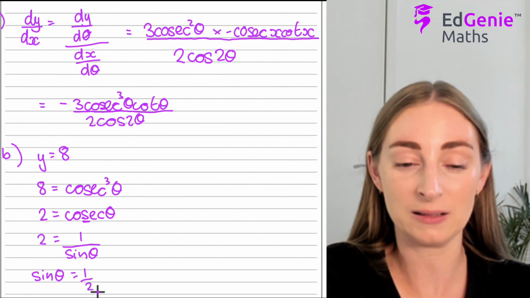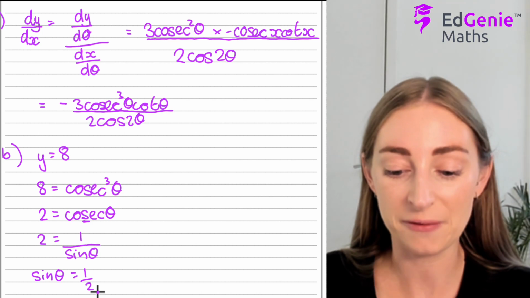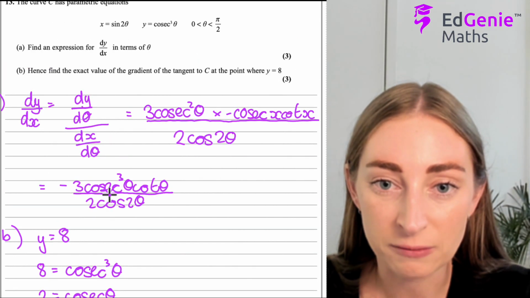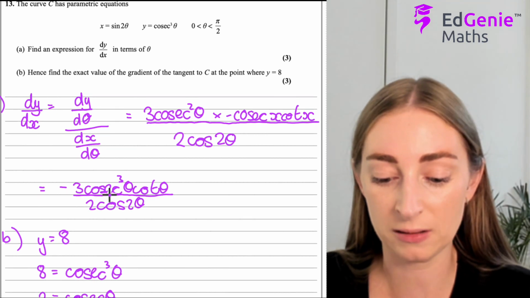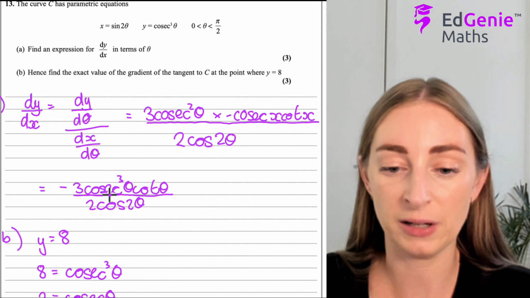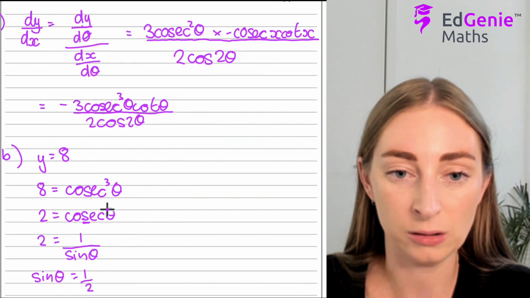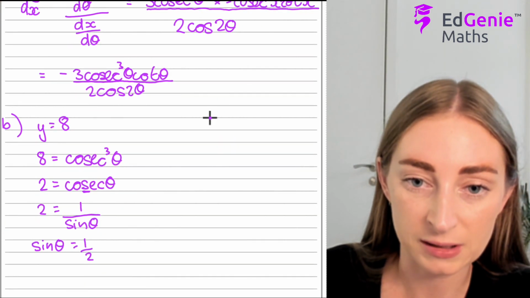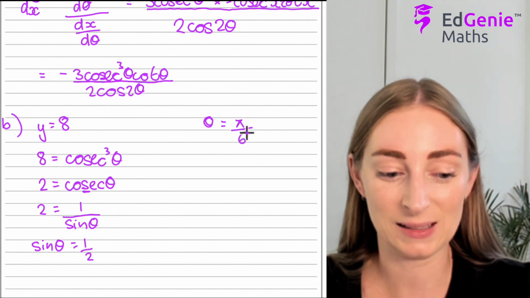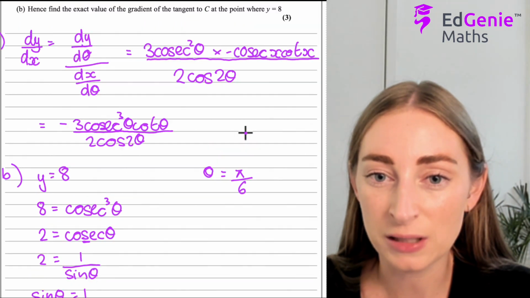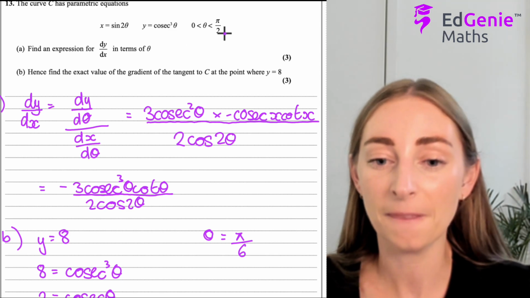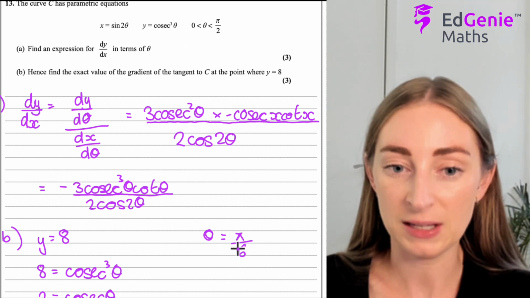Then I can get my calculator out. If sine theta equals a half, do I need to be in radians? Yes, I do. So I'm going to change my calculator to radians. Sine to the minus 1 of a half. So let's write it up here. Theta equals pi over 6. And are there any other values? We're between 0 and pi over 2, so that's going to be it. This is my theta value.